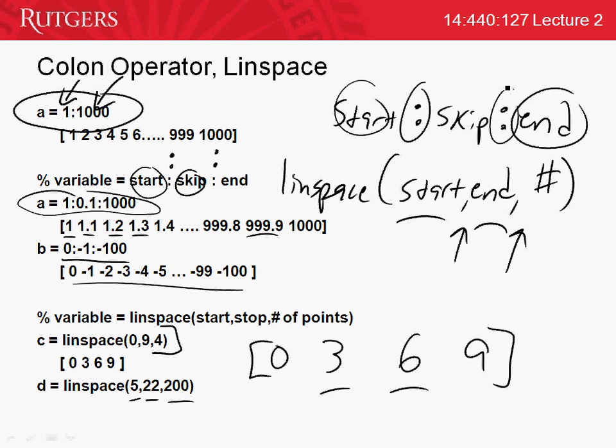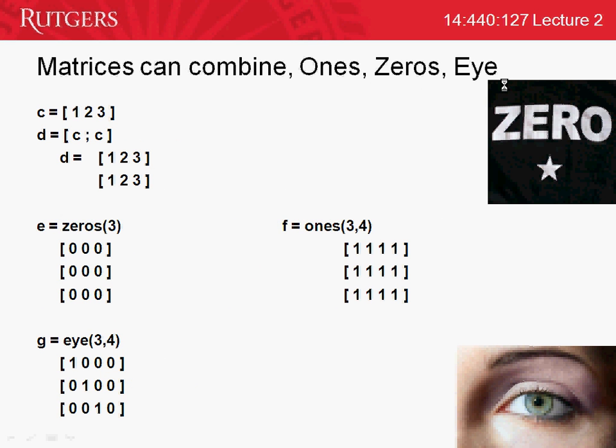Okay. So colon and linspace are the two ways to create vectors really quickly. Colon you use when you know how much space you want between each point. Linspace you use when you know how many points in total you want. And in both these cases, they create a vector. And interestingly, once you have vectors, you can combine them into bigger vectors or matrices.